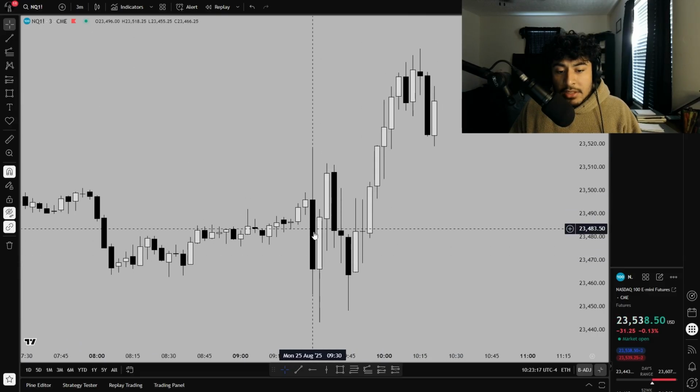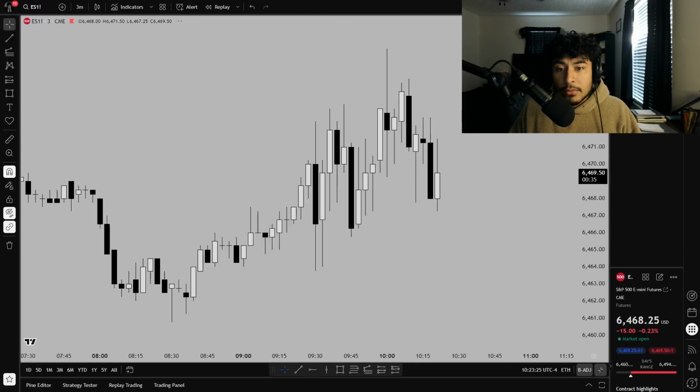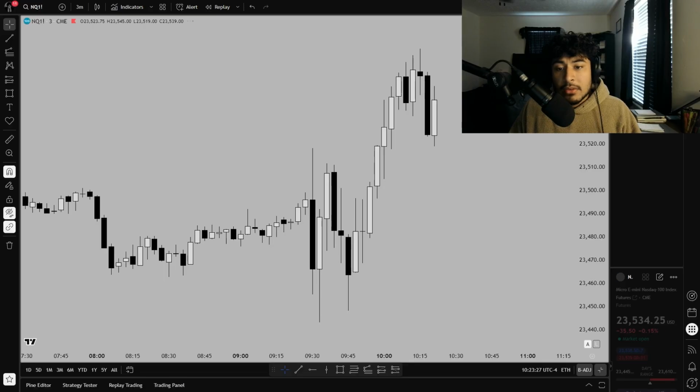3-minute time frame, 3-minute change in the state of delivery. You can see the market came back down and disrespected. It didn't sweep the low though. ES also didn't sweep the low. And then yeah, that's pretty much really it. I think ES chopped a lot more than NQ. You can see that there.